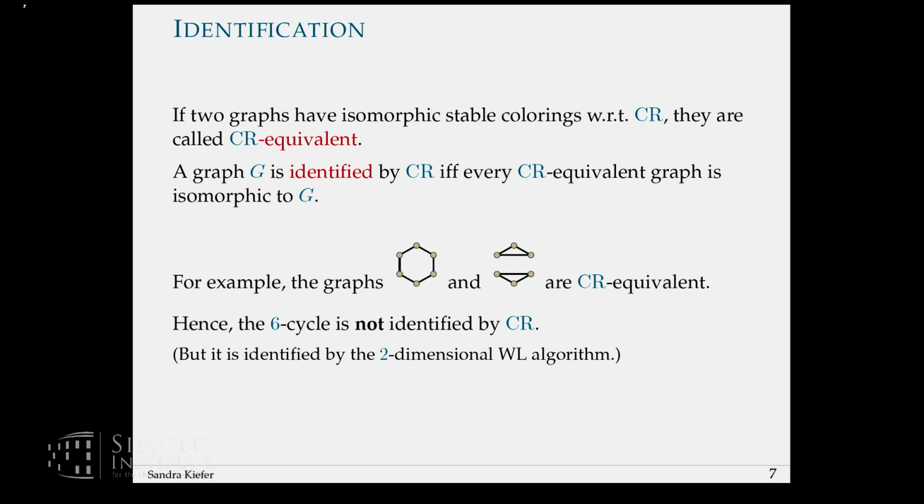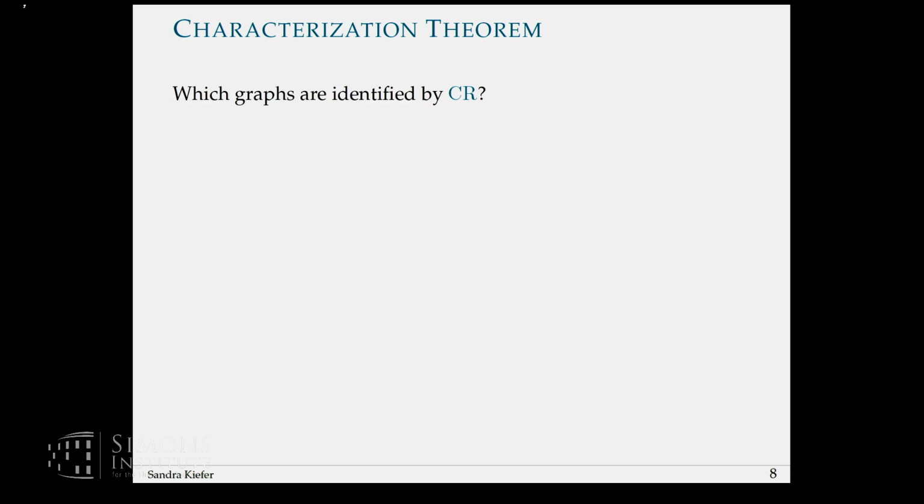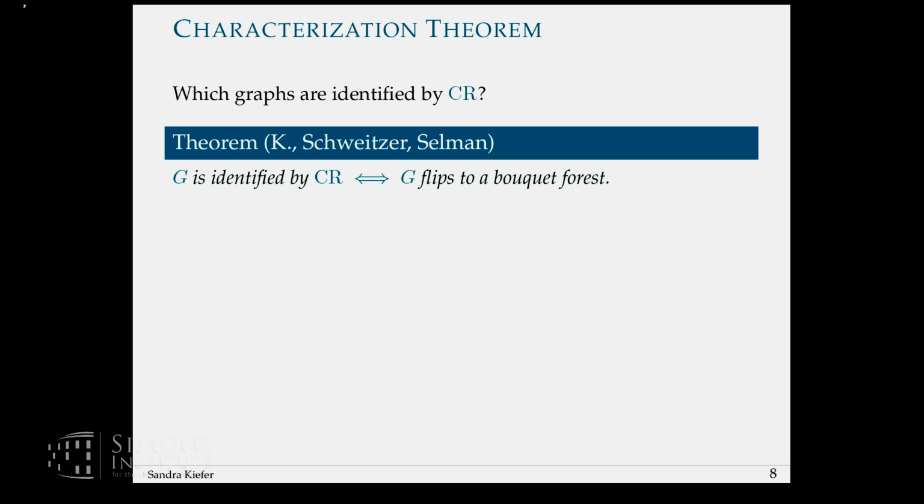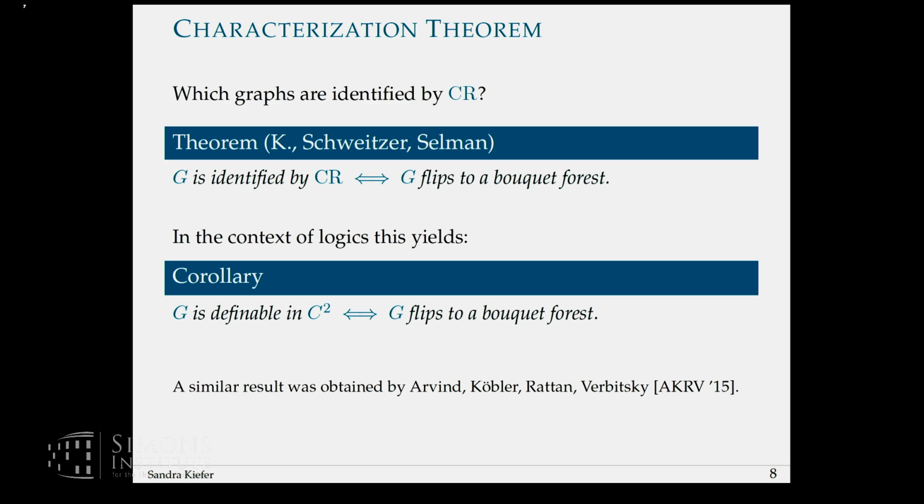And now this leads us to the question: which are the graphs that are identified? Pascal Schweitzer, Erkal Selman and me, we found a complete characterization in a way, meaning that this is not only a compact description of these graphs, but it also yields a way to decide quickly whether a given graph is identified or not. So the theorem is that it's identified if it flips to a bouquet forest, and this has a correspondence in logic: it's definable in the logic C2 if it flips to a bouquet forest. I would like to present the proof here, but I'm going to present another proof for something else. So let me just give you the tools to understand the theorem.